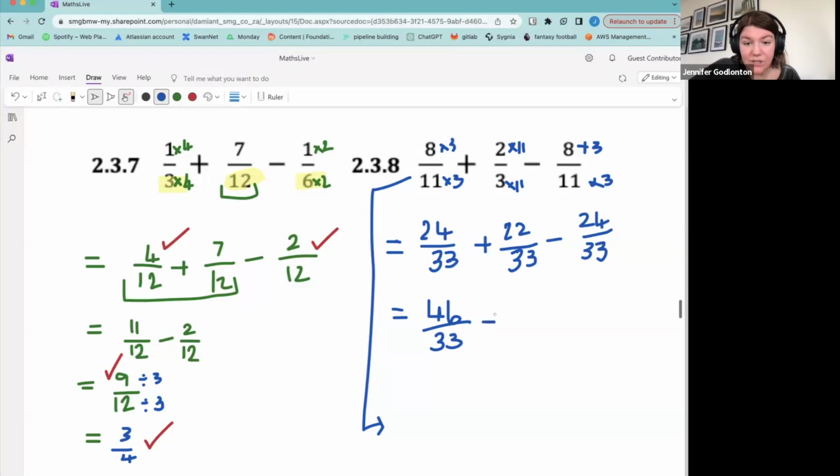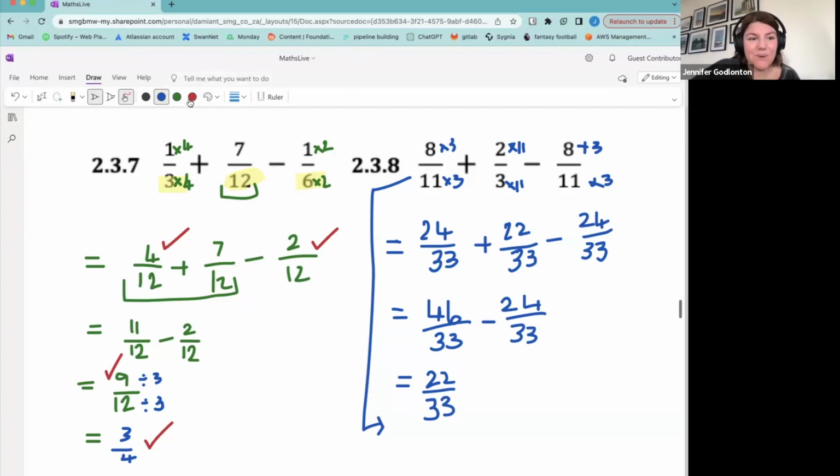minus 24 over 33. Nice job, Bree. Remember, making mistakes in math is good. The more mistakes we make, the better we learn. 46 minus 24 gives us 22. We have 22 over 33.